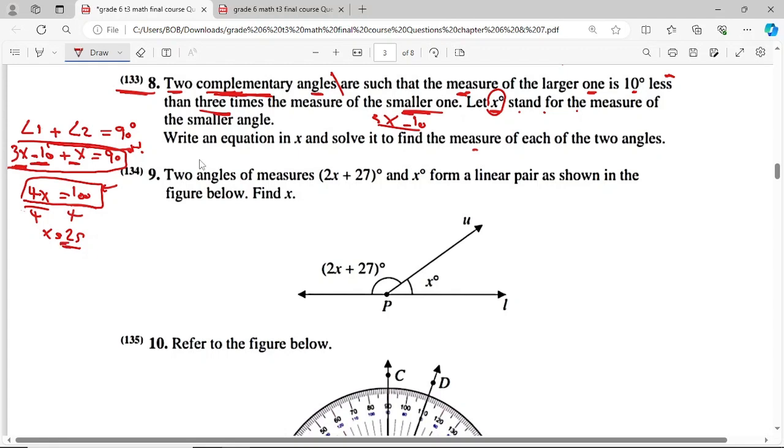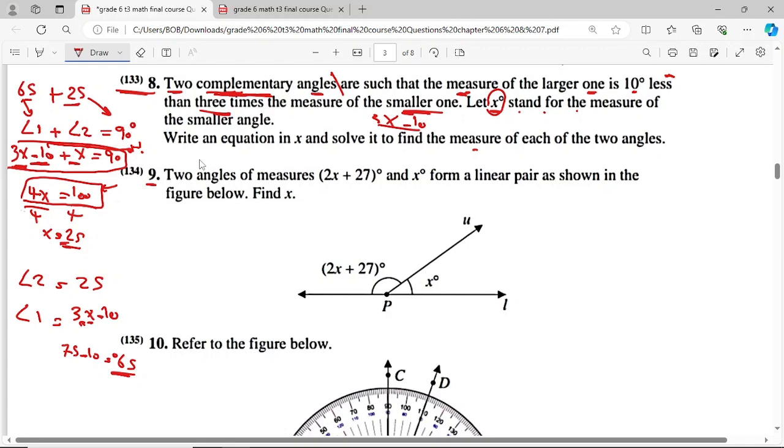So the smaller one, which is angle 2, x, will be equal to 25. Angle 1 we said is 3x minus 10. X is 25, multiply by 3, it will be 75 minus 10, so it will be 65 degrees. So angle 1 will be 65 plus angle 2 is 25. If we add them together, we will get 90 degrees. Now let's go to question number 9.